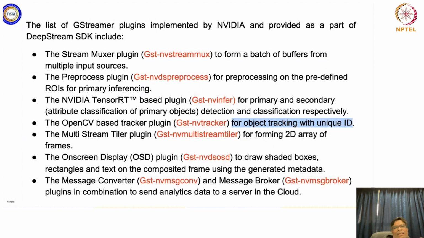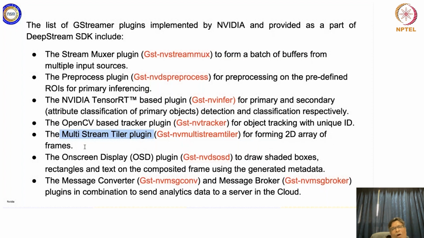Then this is this multi-stream Tiler plugin, which basically gives you a 2D array of frames, right? So this is a Tiler plugin, and you can get multiple stream tilers. So you get these tiles, right? And then you will get a 2D array of frames as each of these tiles, right?